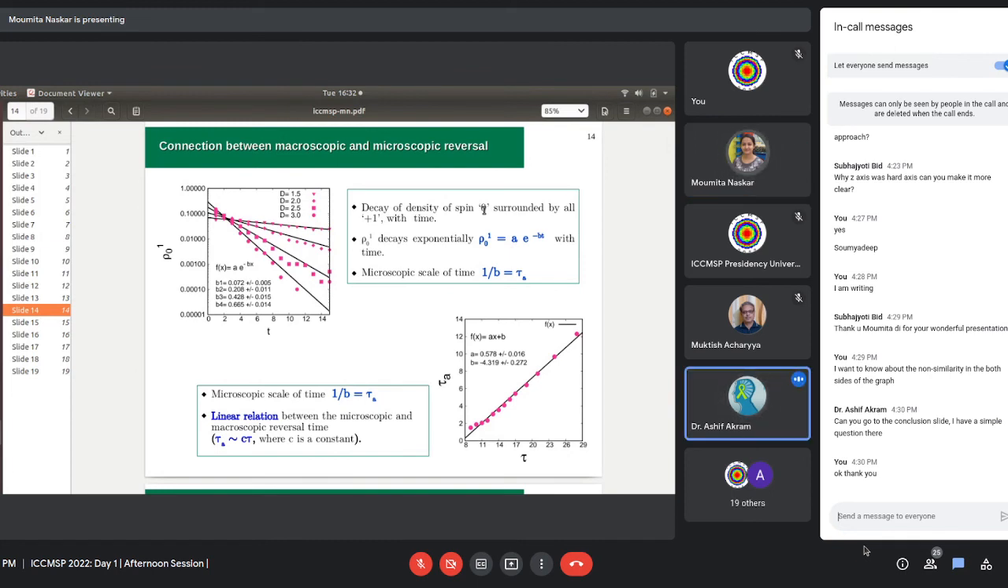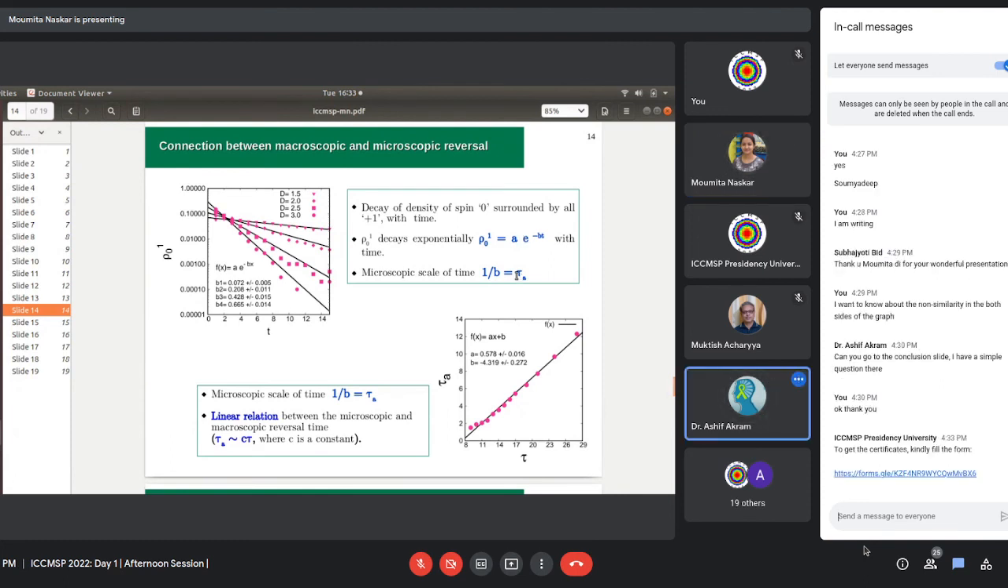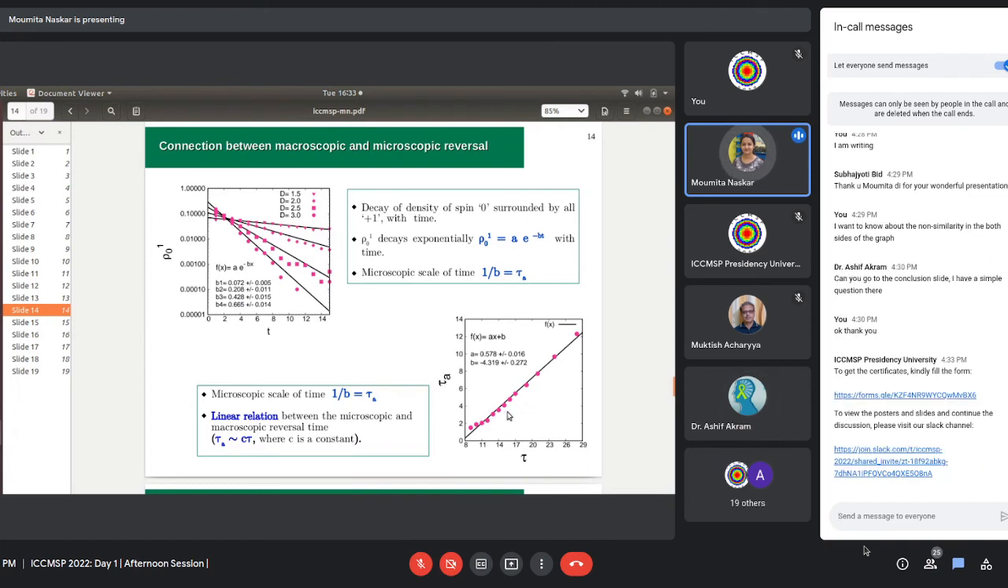Okay, now we have studied the decay of the density of those zero spins, because these are responsible for the decay of the metastable state. We observed that it decays exponentially with time, and we define this tau a from here. This is when the rho is 1 by e of the initial density. Now we have plotted this tau a with tau, and we found a linear relationship between them.